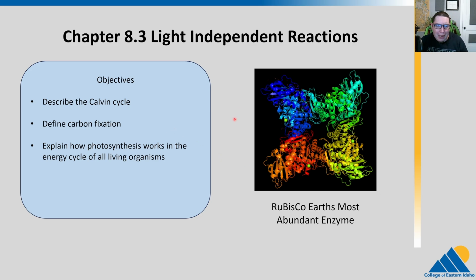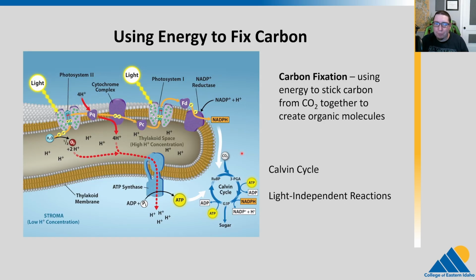So here's an important enzyme, Rubisco. That's the shortened version of it. This enzyme is estimated to be the most abundant enzyme on Earth. It's very important in these light-independent reactions.